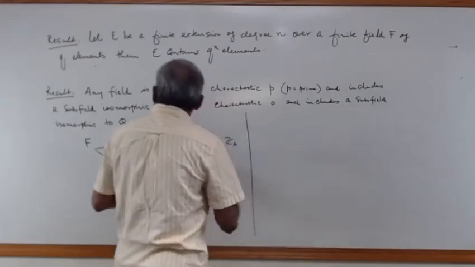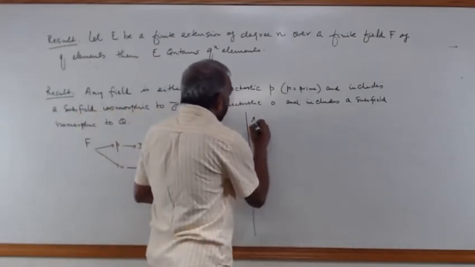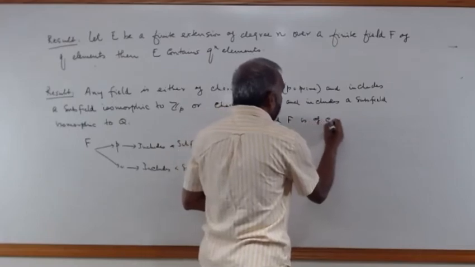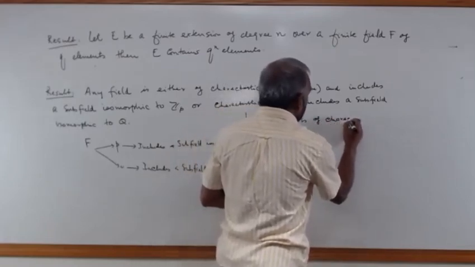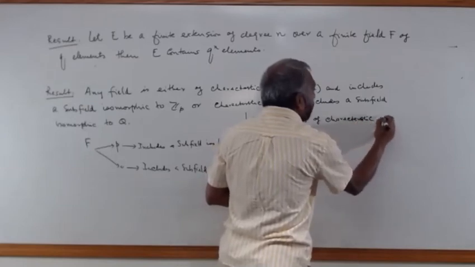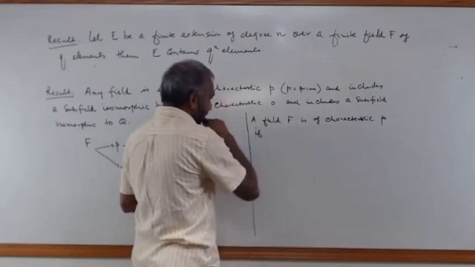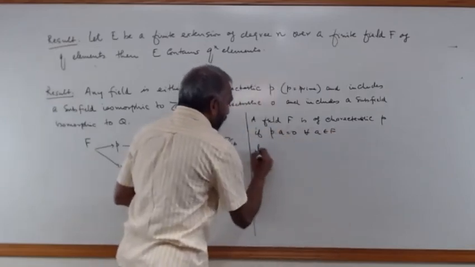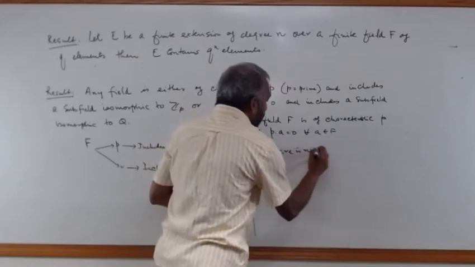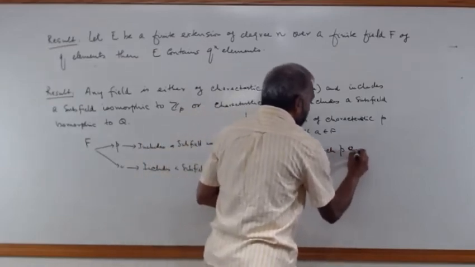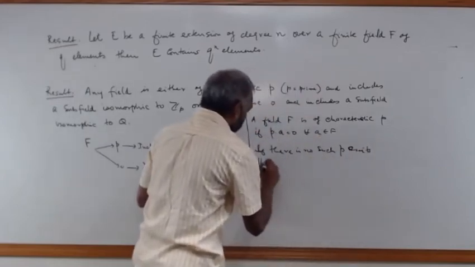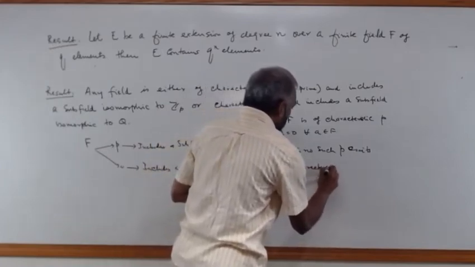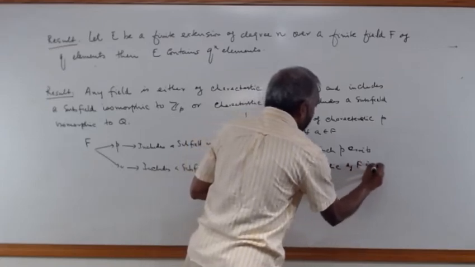So, just to explain the characteristic again, a field F is of characteristic p if p times a is equal to 0 for all a in F, and if no such p exists, then the characteristic of F is 0.